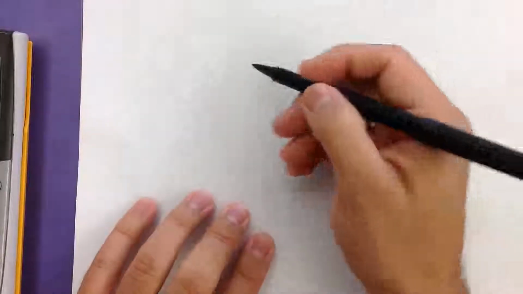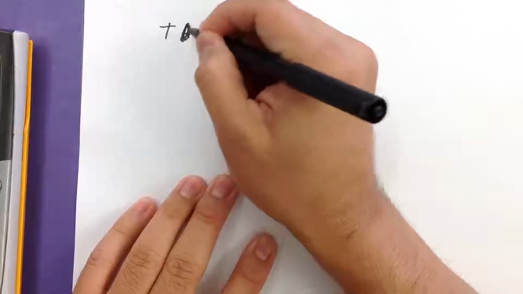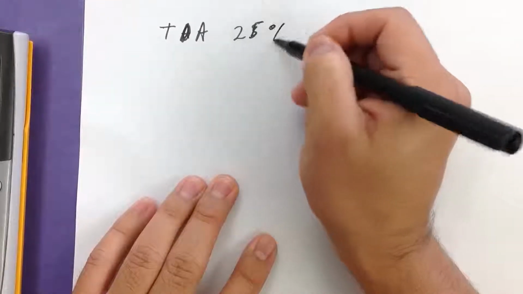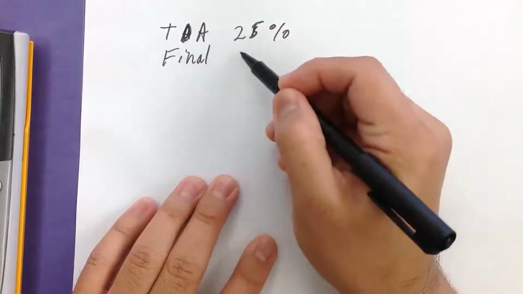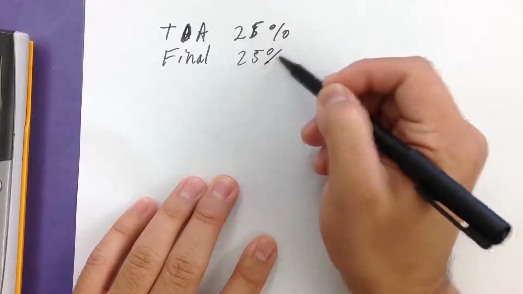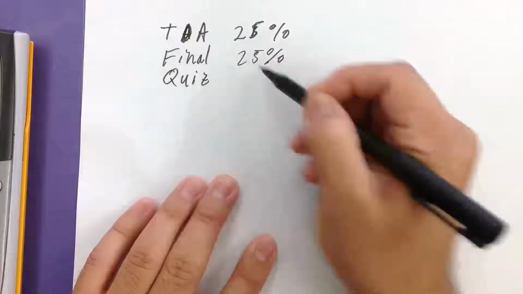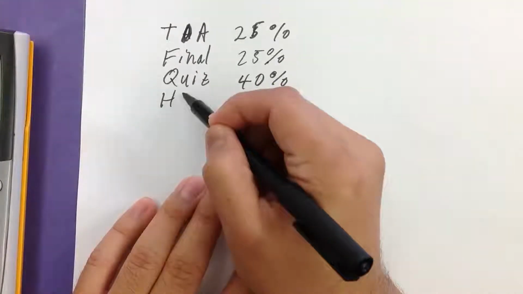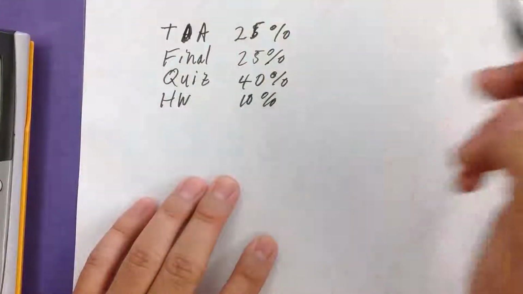Then we have grading systems. Remember, you have test average, TA, which is going to be like 25%. Final exam, that's also 25%. We also have quiz, which would be 40%, and then homework, 10%. Alright, so we have that right there.